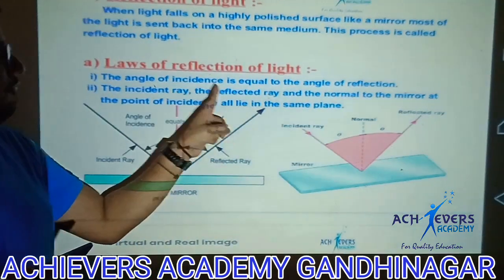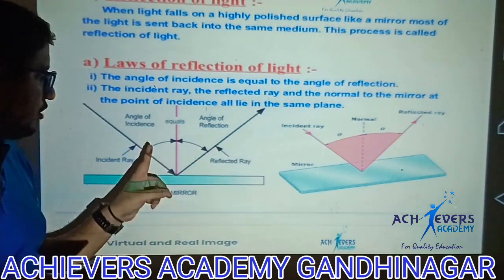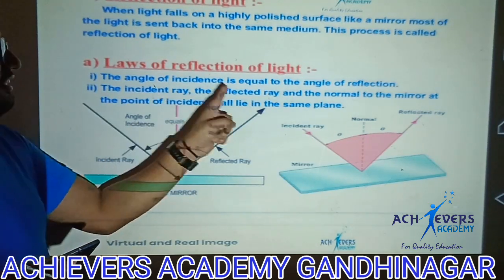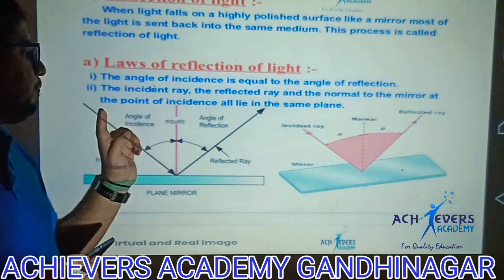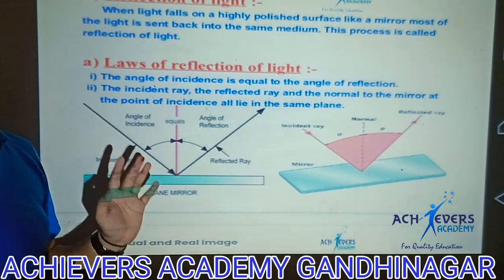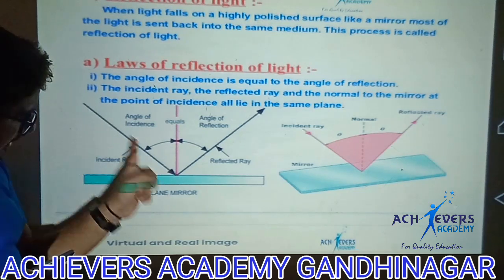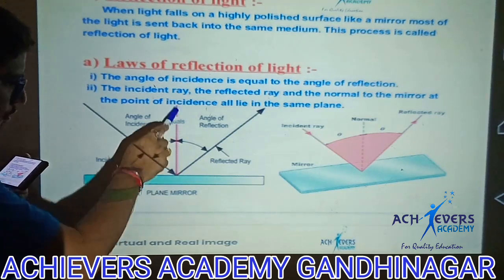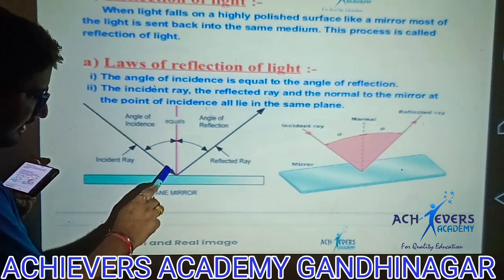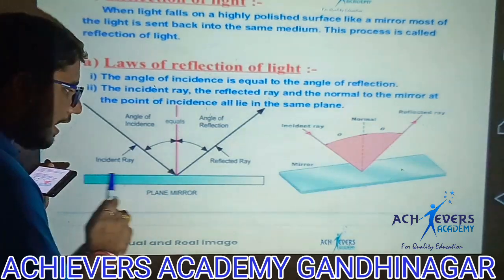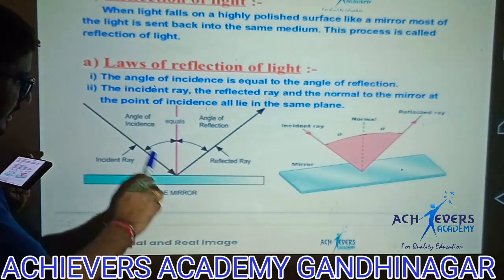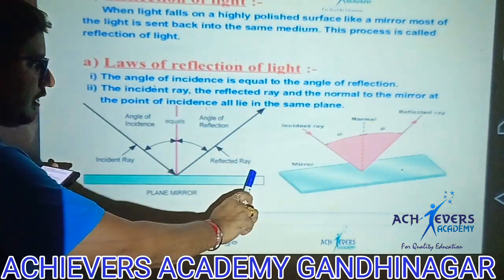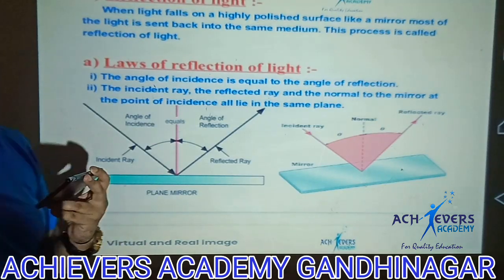So the first law: the angle of incidence is always equal to the angle of reflection. Angle i is equal to angle r. Clear? Second law: the incident ray, the reflected ray and the normal to the point of incidence all lie in the same plane. Once again, the incident ray, the reflected ray and the normal at the point of incidence all lie on the same plane. So this is the second law of reflection.